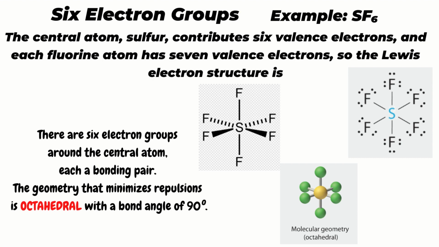If there are 6 electron groups, for example in sulfur hexafluoride SF6, the central atom sulfur contributes 6 valence electrons and each fluorine atom has 7 valence electrons. So the Lewis structure is as below. There are 6 electron groups around the central atom, each a bonding pair. The geometry that minimizes repulsions is octahedral with a bond angle of 90 degrees.